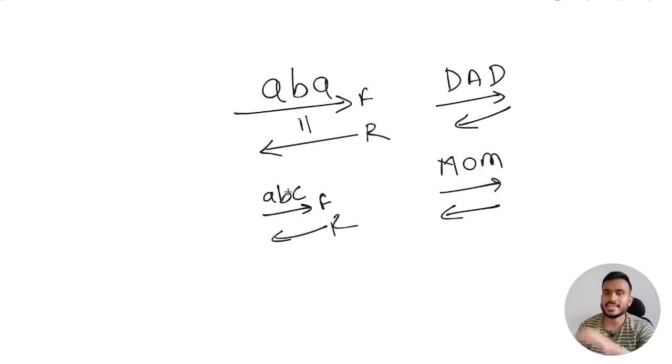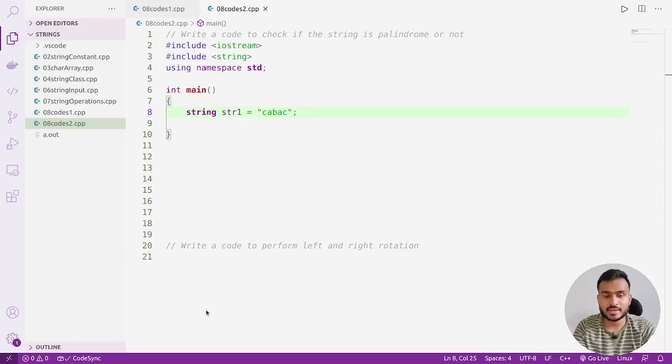Okay, so let's see how we can check whether a given string is a palindrome or not. Let's quickly move to VS Code and start writing code for this. I have created one string variable str1, and I have initialized that variable with the value CABAC. Now CABAC is a palindrome. If you observe this, read it from the forward direction and the reverse direction, you will see it is equal. It is a palindrome.